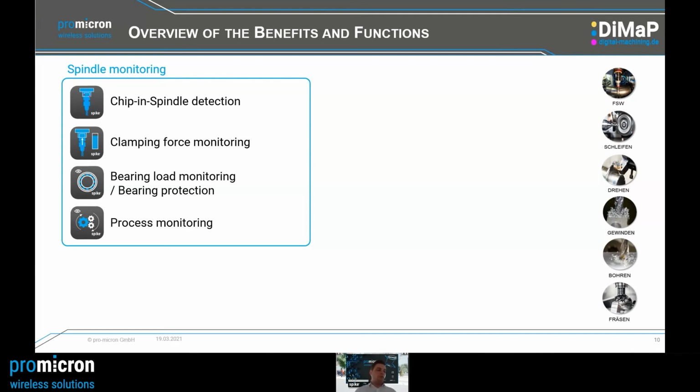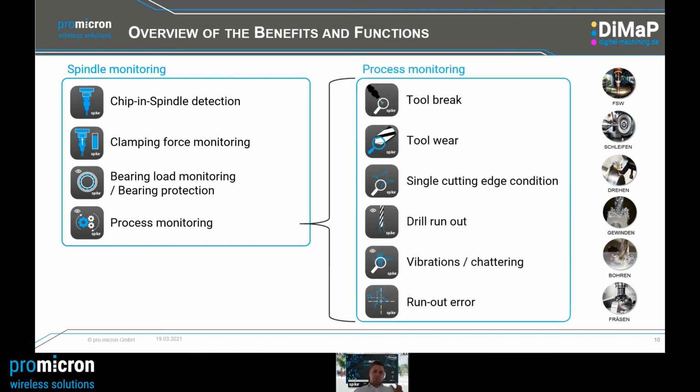In monitoring systems on the market, we supply chip and spindle detection, clamping force monitoring, bearing load monitoring, and process monitoring functions. Here we are spindle oriented. On the other side, when we look at the process monitoring, we have further features and different solutions on the market which want to solve these challenges or which provide these functions.